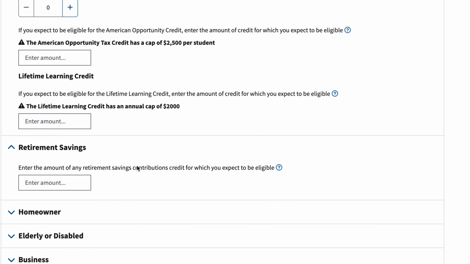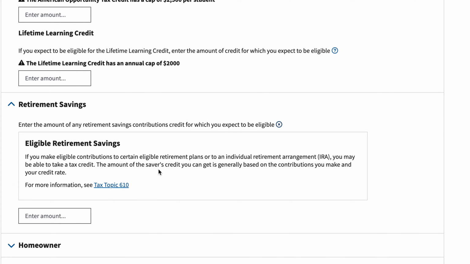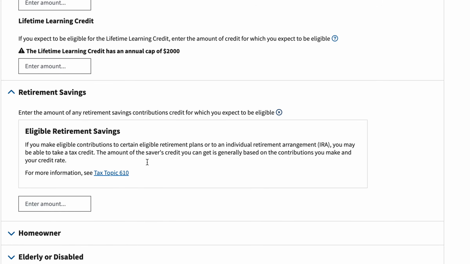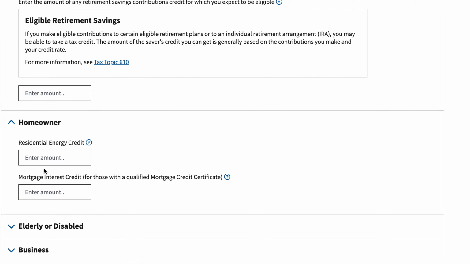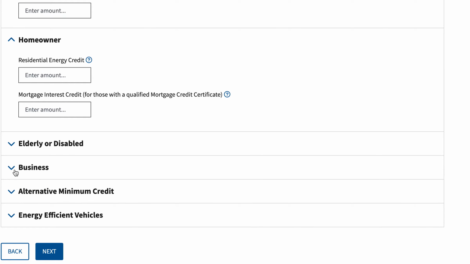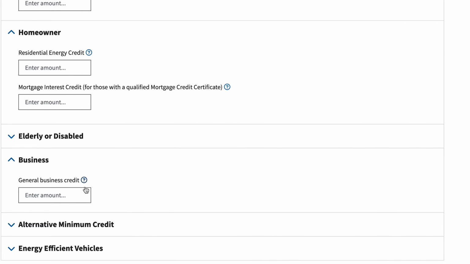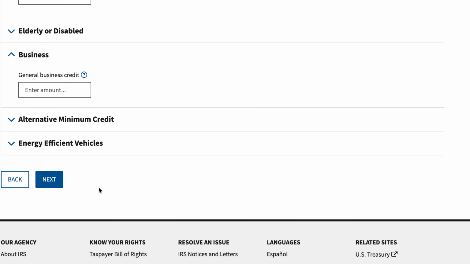The retirement savings credit, which you can make contributions to, is also known as a saver's credit. You would file Schedule R, generally for lower income people that are trying to save for retirement. Homeowner credits, like residential energy credits and mortgage interest credits. So if there are any of these credits that you want to know more about, you can take a closer look. So we're going to go back to the top.